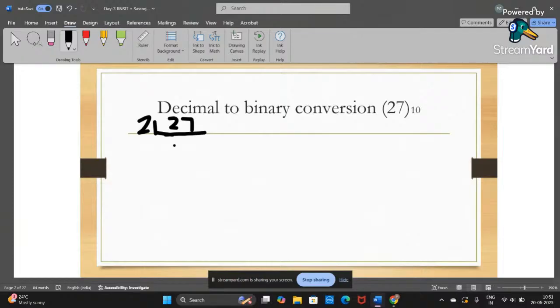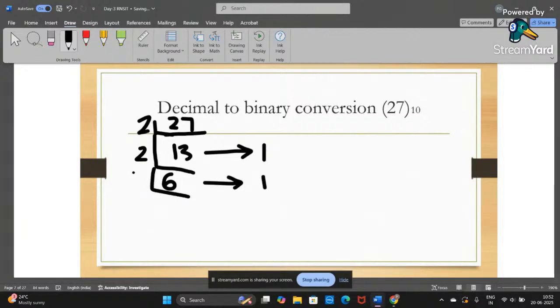2 13s are 26, so the remainder is 1. Next, 2 6s are 12, so 13 minus 12, the remainder is 1. Then 2 3s are 6, so the remainder is 0. Then 2 1s are 2, so the remainder is 1.